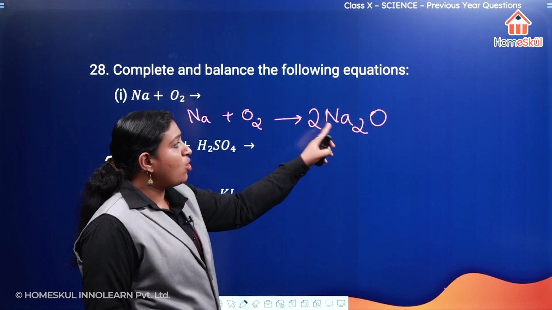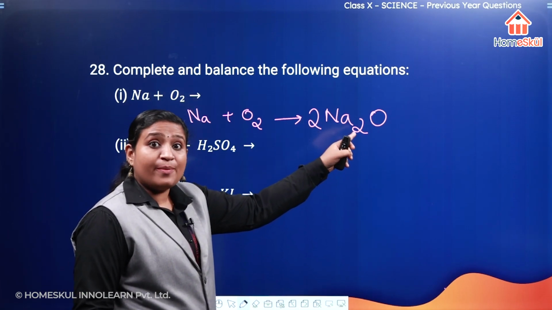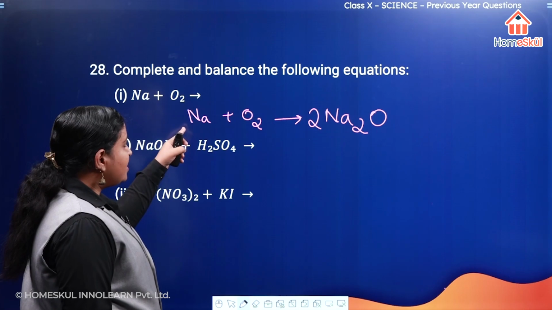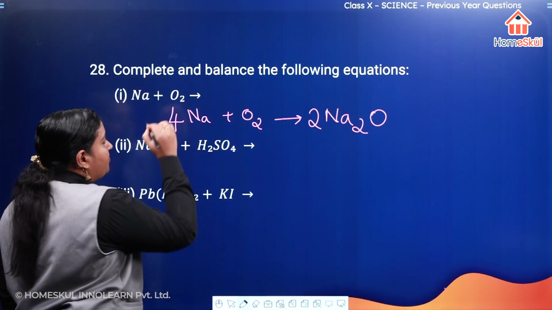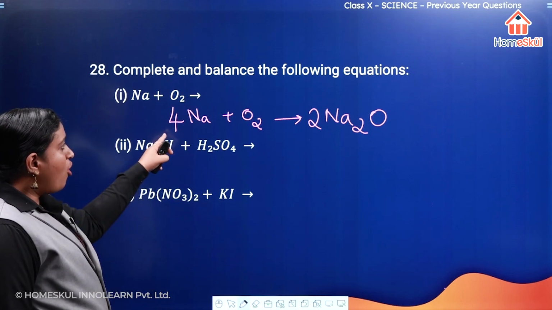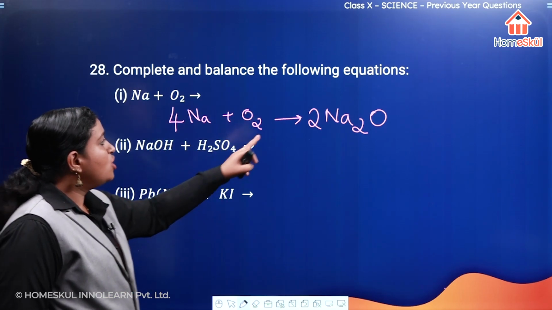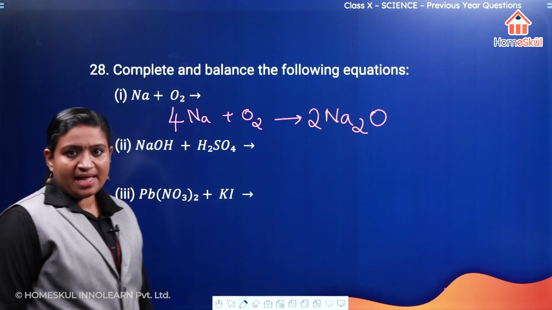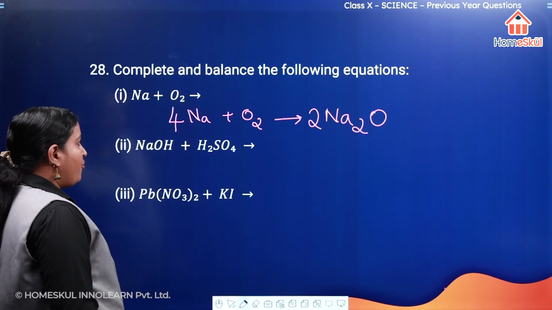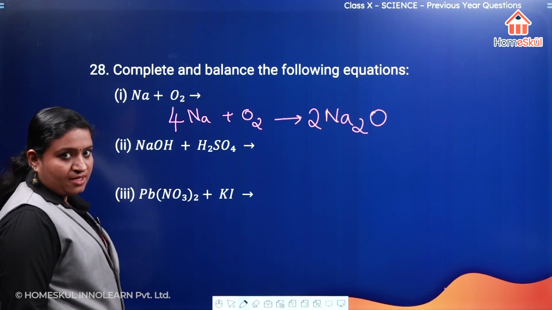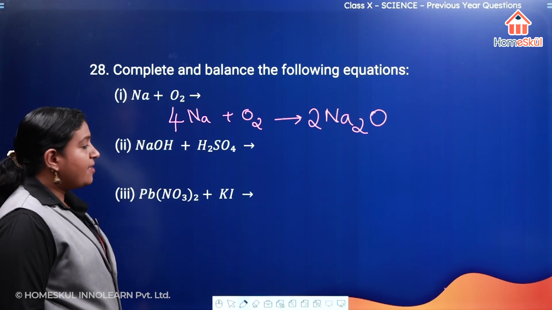Now the number of sodium atoms becomes 4 on the product side, but on the reactant side it is 1. So to make it 4, we have to put 4 here. Now the equation is balanced. 4Na plus O2 giving 2Na2O. Clear? Next question. NaOH plus H2SO4. Acid plus base. We will get a salt and water. Right?